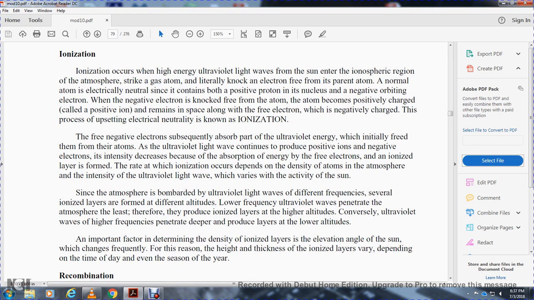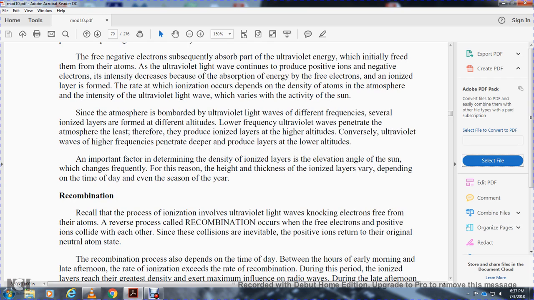Free negative electrons substantially absorb the ultraviolet energy initially fed through them from the atoms. The ultraviolet light waves continue to produce positive ions and negative electrons. Since this increases because of the absorption of energy, free electrons form the ionized layers. The rate of ionization depends on the density of the atoms of the atmosphere and the intensity of the ultraviolet light waves, related to the activity of the sun.